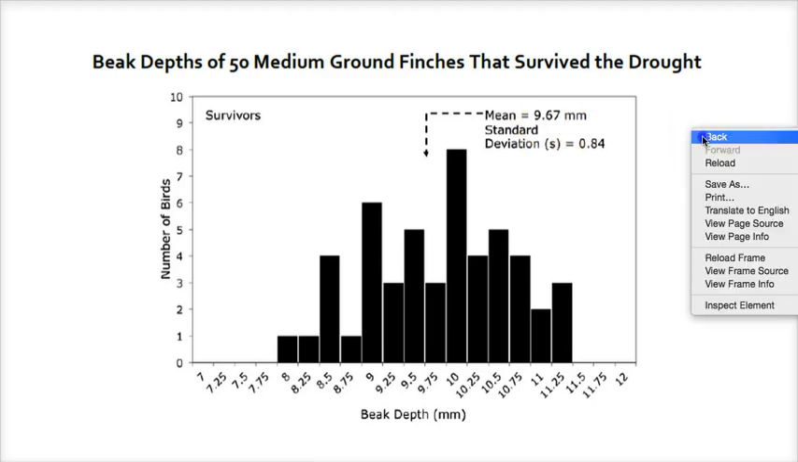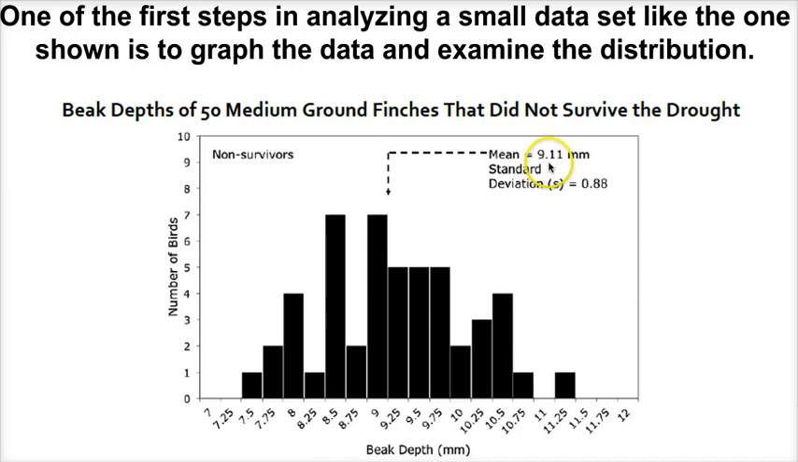So if you remember, if we go back, we can see that the average of all of the birds that we looked at, we didn't look at the entire population, it was a sample. And we noticed that in that sample, we get an average, which is called a mean, of 9.11. And that's for the birds that did not survive.